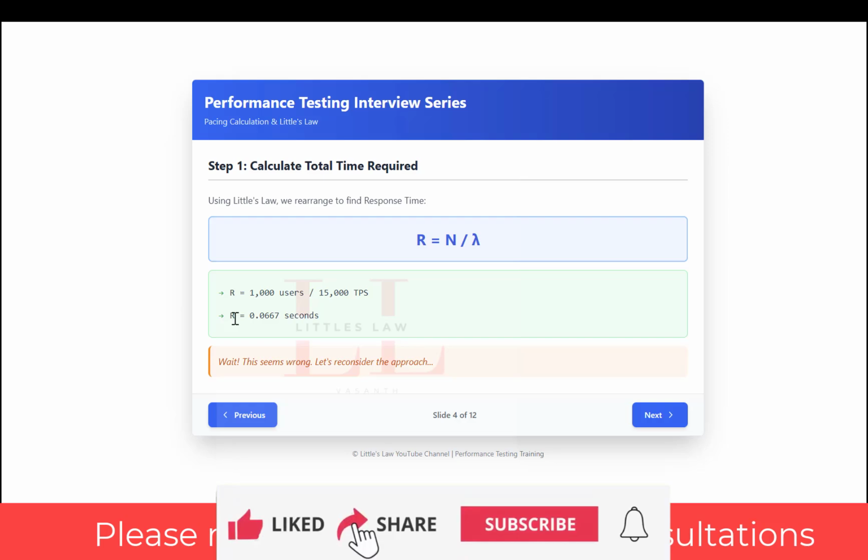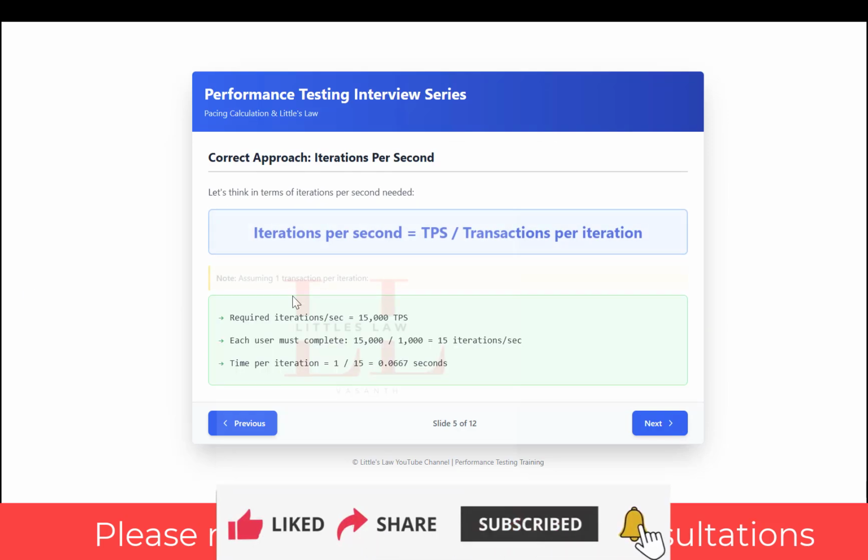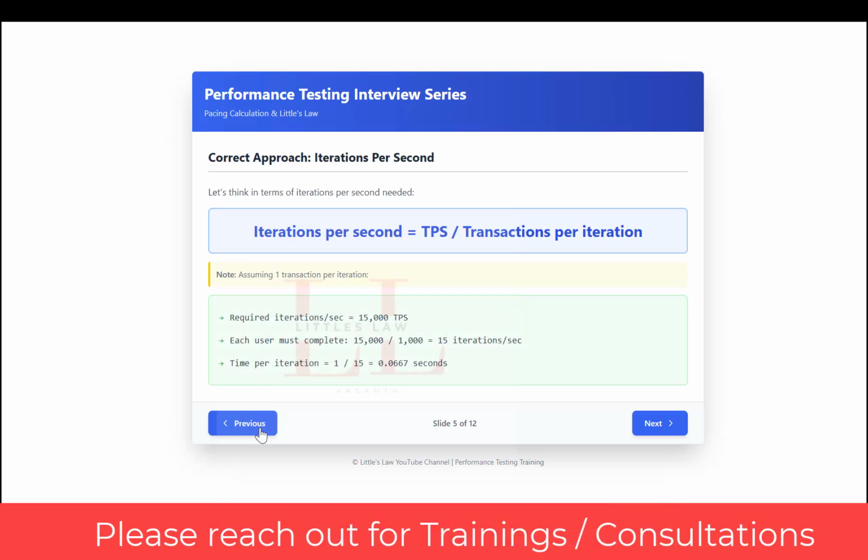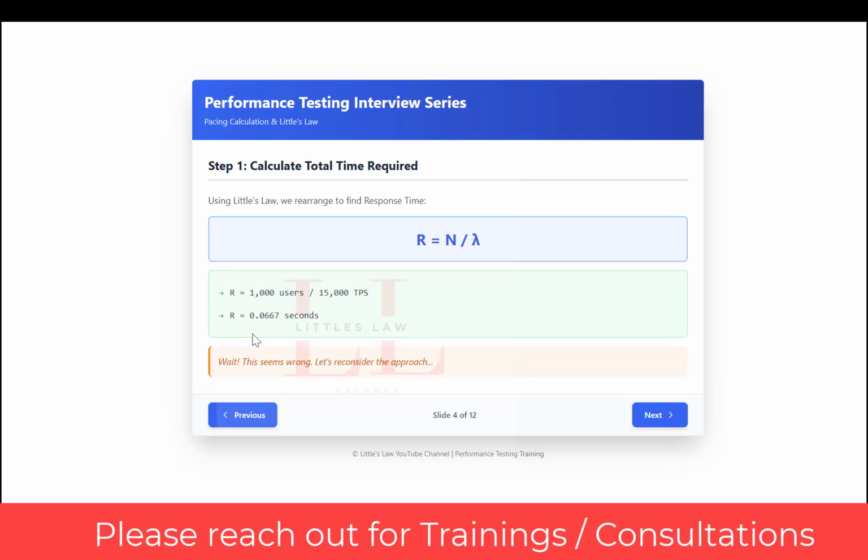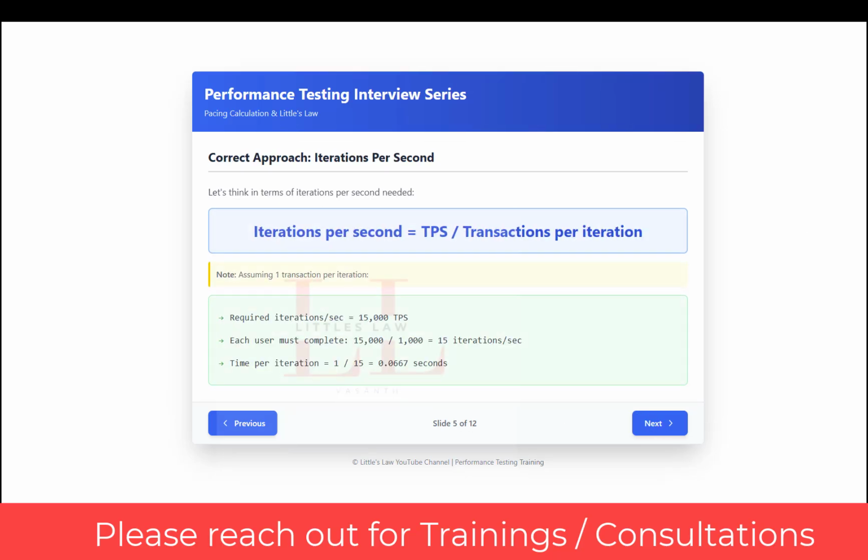Let me show you the correct approach. The reason I took you through this is that many of us make this common mistake: rearranging the throughput and the users to find the response time, but that is not how it actually works. So here comes the correct approach, where I think in a slightly different way, the actual way.